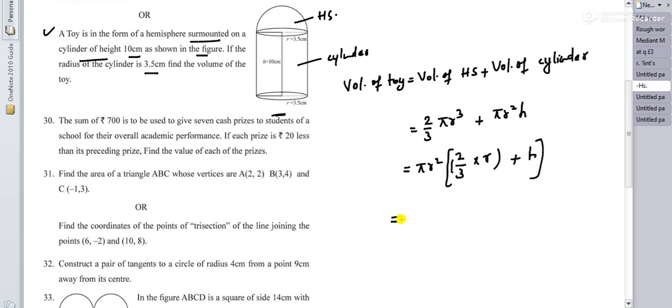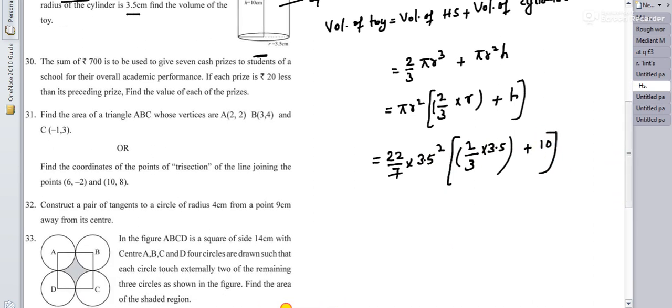So keep pi as it is, or you can write it as 22 by 7 into what is r? R is given as 3.5. So 3.5 square. Here also 2 by 3 into 3.5. Okay, plus h. What is h? Yes, it is 10. So write it.